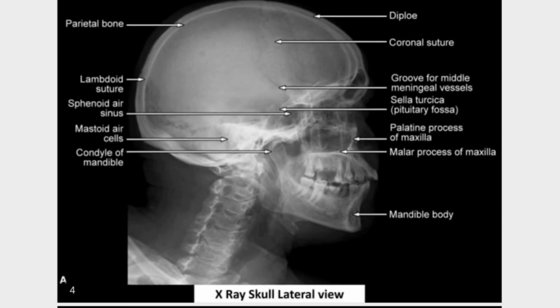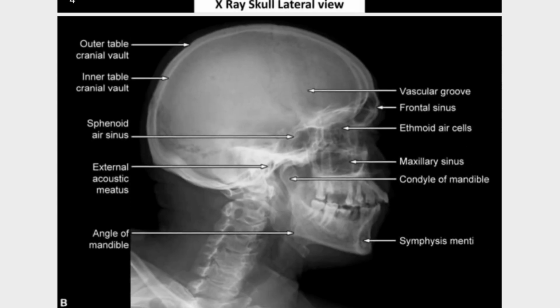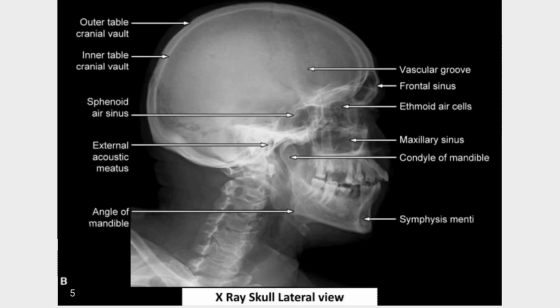This is the X-ray of the skull which is of lateral view. Okay, you can see sphenoid air sinus, mastoid air sinus, and condyle of the mandible. X-ray skull lateral view. You can see outer table and inner table of the cranium and external acoustic meatus.